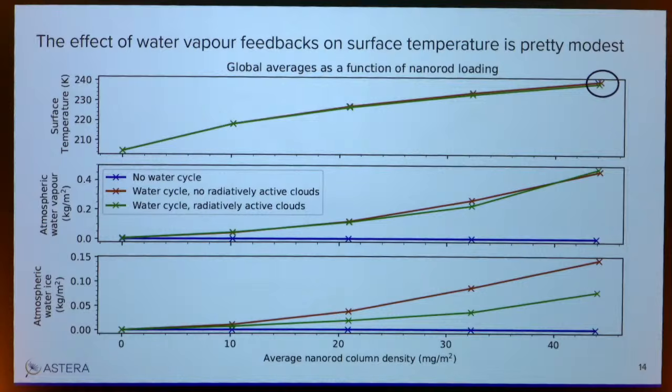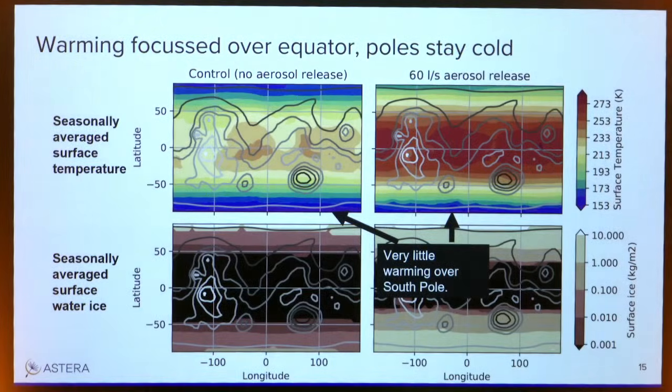So we do get some cooling of the surface due to water ice clouds in winter, but overall, we get surprisingly little change to the overall radiation budget due to the emission of water vapor from the North Polar ice cap and the resulting condensation of clouds. So what we find is that on an artificially warmed planet, the warming is primarily focused over the equatorial regions.